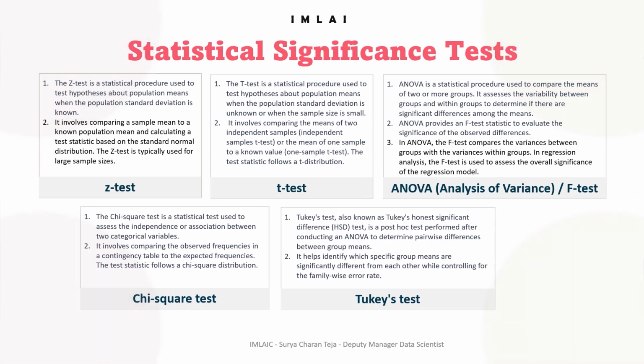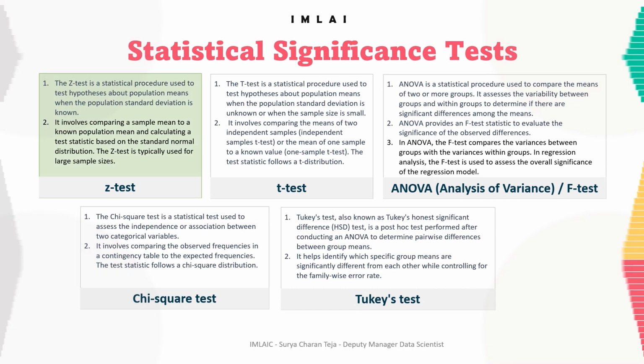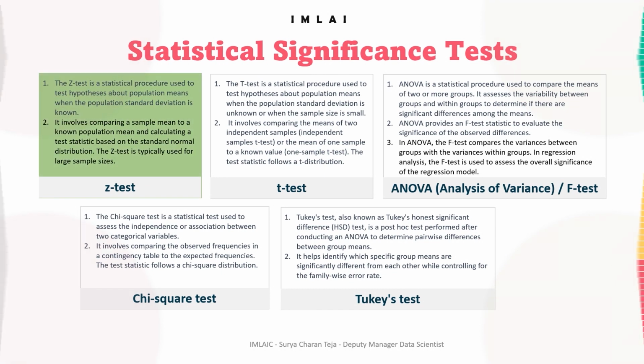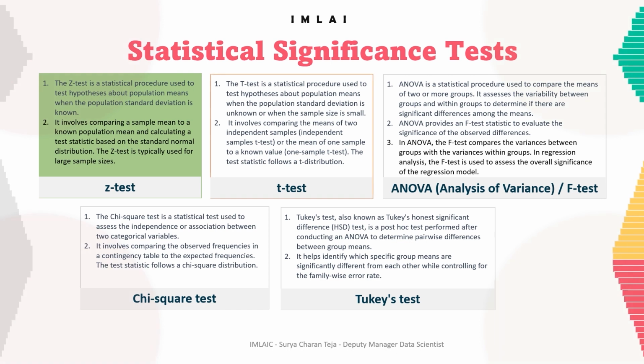So we have seen what is z test, and we have explored z test, and we have done examples, and we have clearly understood how to use z test to find out the statistical significance between two continuous or numerical variables, and that's what we have done. Now it's time to get into the t-test.